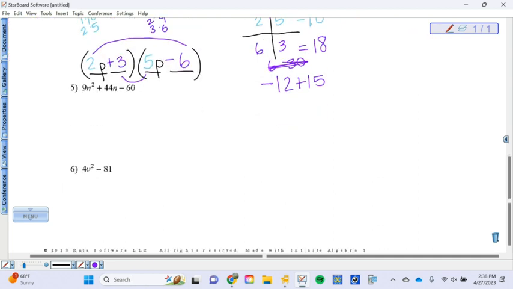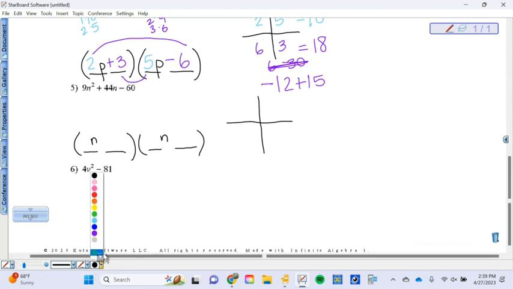Okay, number 5. Do I have a greatest common factor in number 5? No. So I just go directly into my 2 binomials. I've got 4 spaces to fill. What is definitely going to be a part of my first times first? And then I make my little T chart. What does my first times first need to equal?